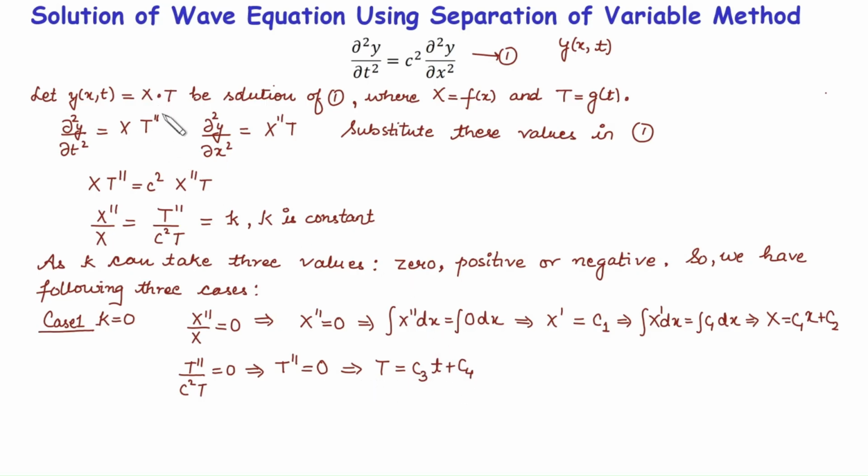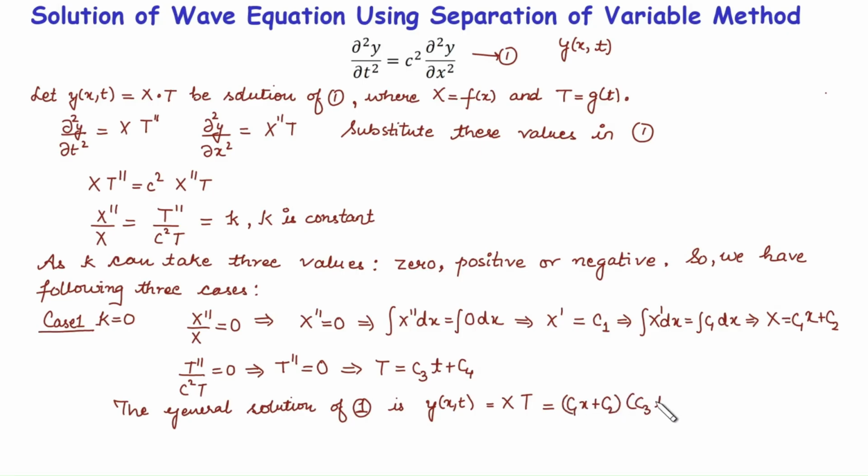Now we have X and T. What is the general solution we are getting? That is the product of these two. This is equal to (c1x plus c2) into (c3t plus c4), where c1, c2, c3, c4 are constants. So this is how we have solved this problem for the case when the constant is 0.